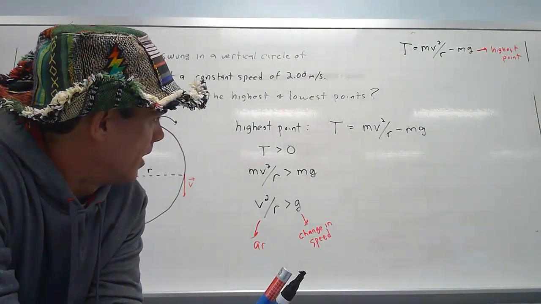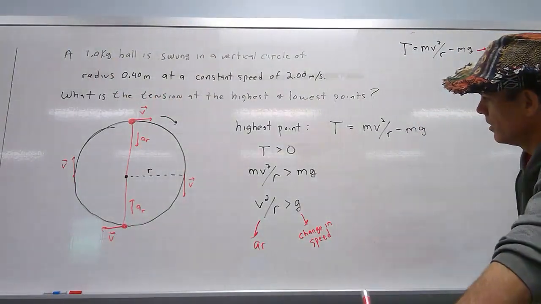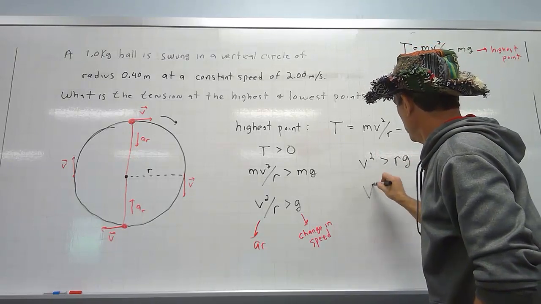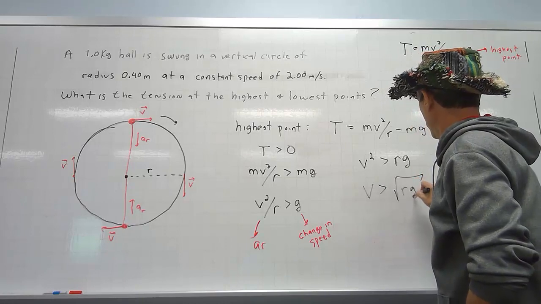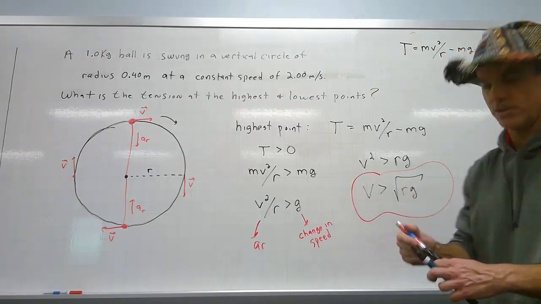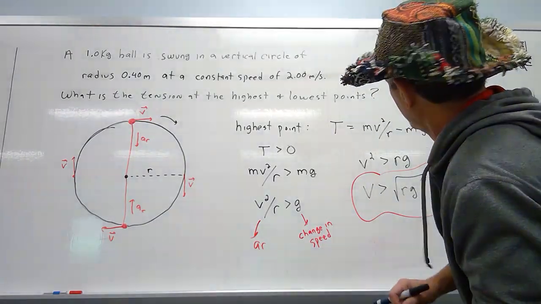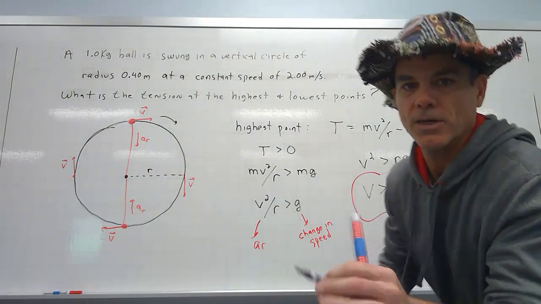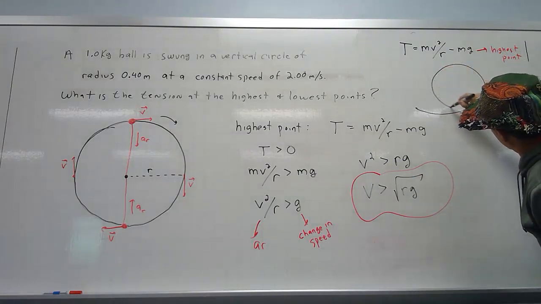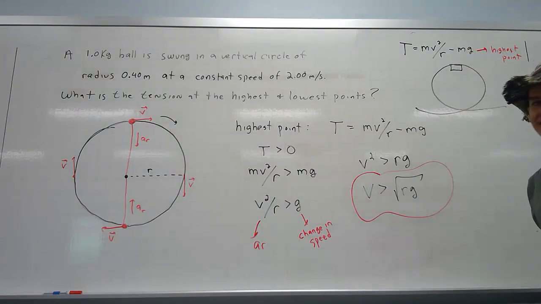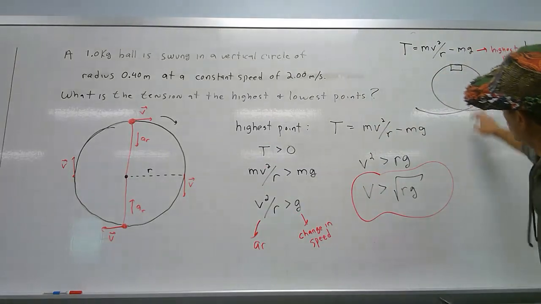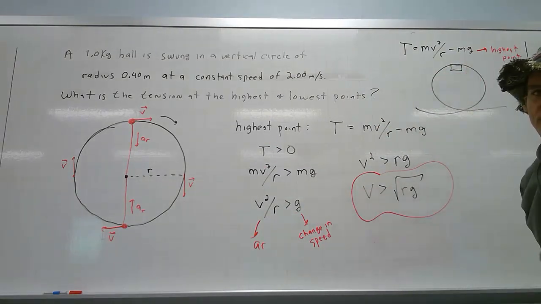In the y direction. So we want v squared over r to be greater than g, which means we want v squared to be greater than rg. So we want v to be greater than the square root of rg. You'll see this quantity comes up a lot. We call this the critical speed. It's also the speed at which, if something were to do a loop-de-loop, like in a roller coaster where this cart was not connected to the track in any way, just going around the outside of the track, that would be the speed you would need at the highest point to not fall off.